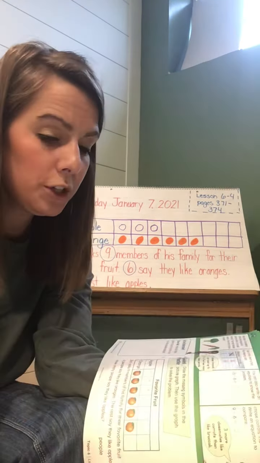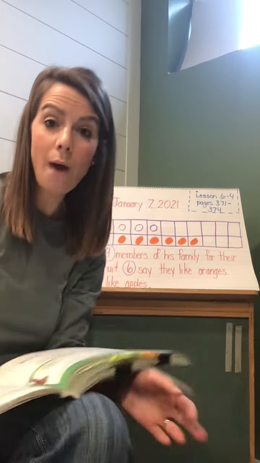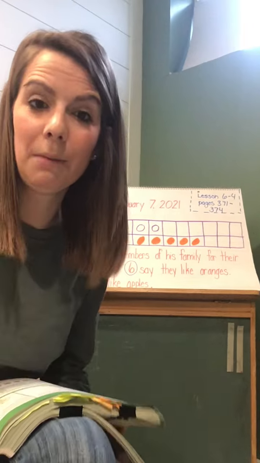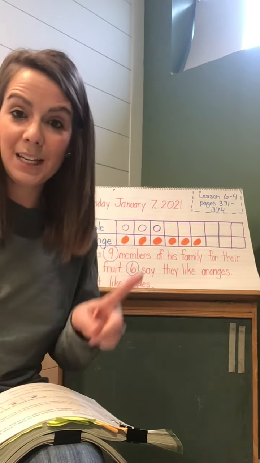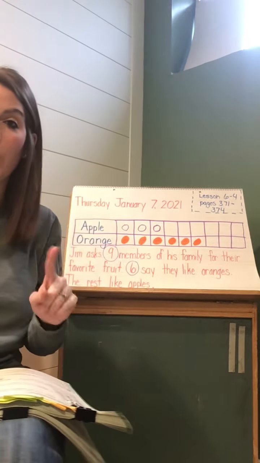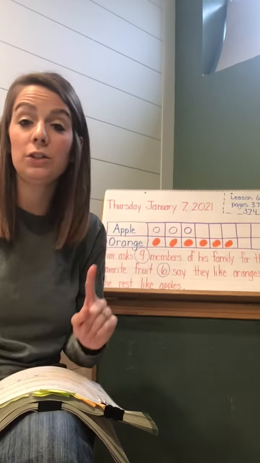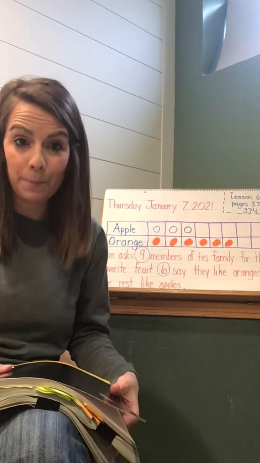Make sure when you're doing this, you do it nice and neat. I'm so happy with all of these neat tally marks that are coming in. So make sure for today, for Thursday, January 7th, you are doing pages 371 all the way to 374, okay?